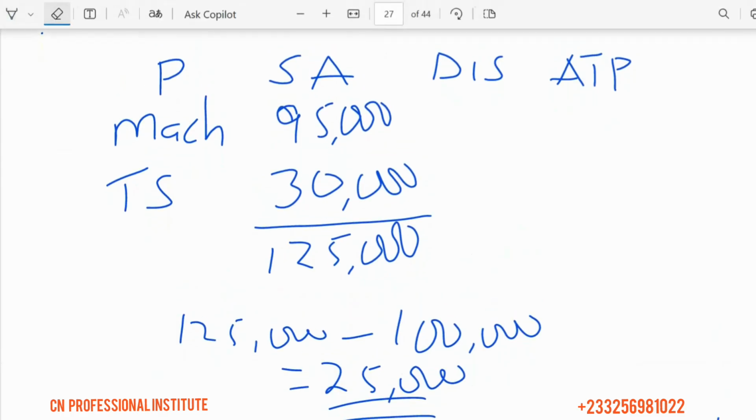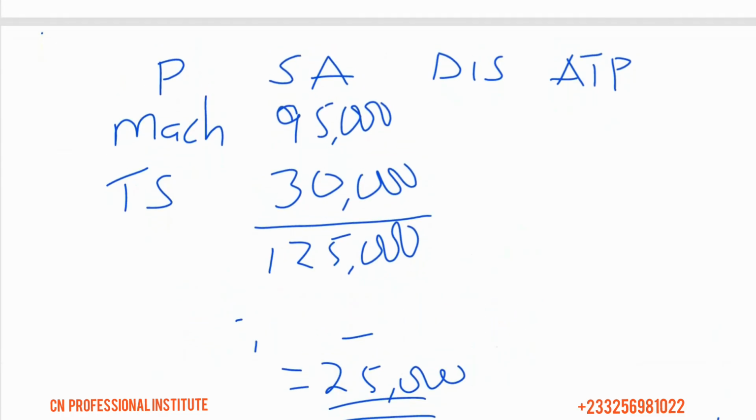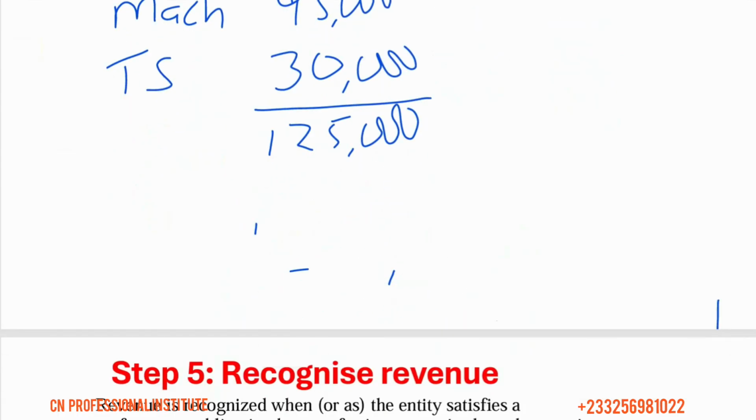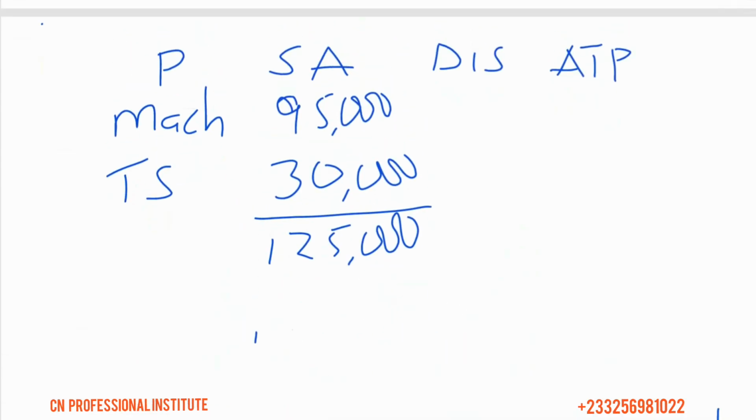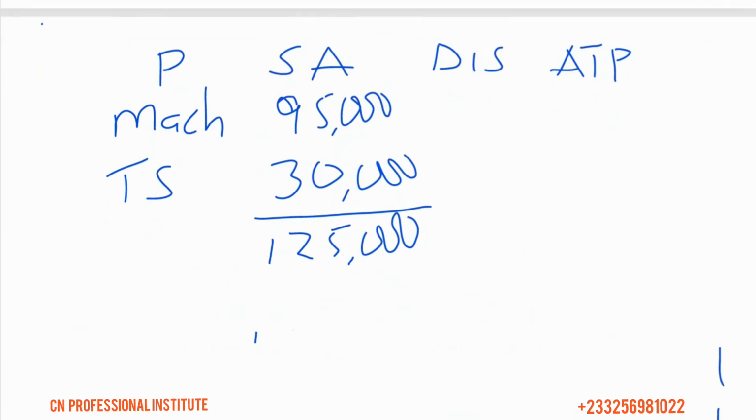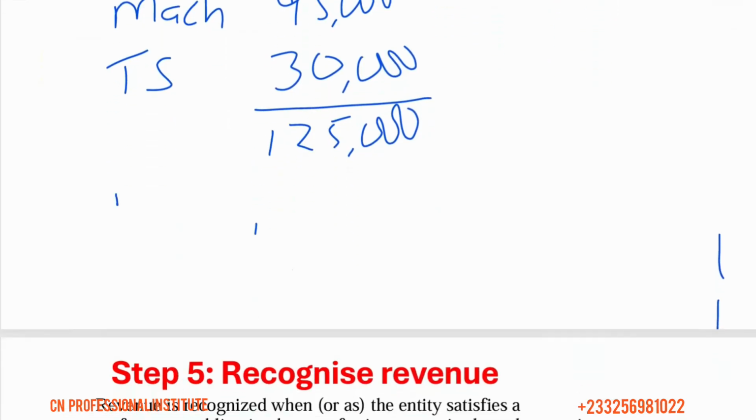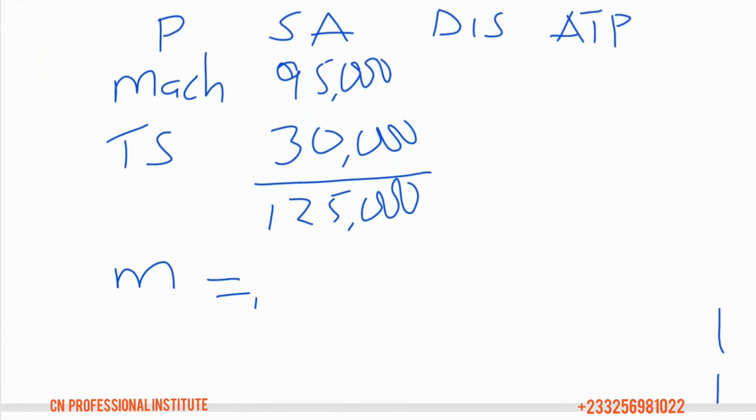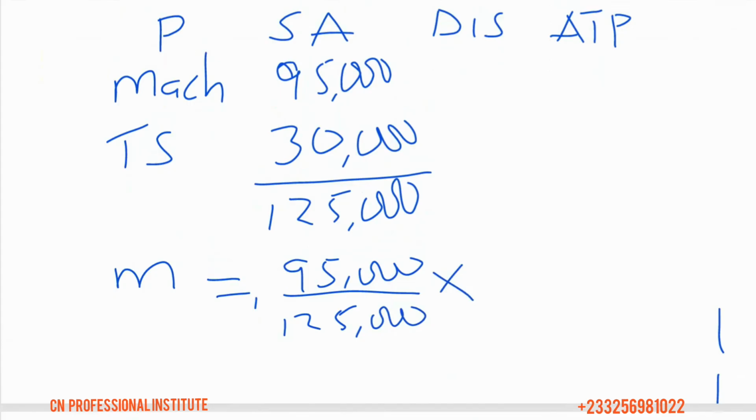So how do we share? The question said we should share the transaction price. That's what it means. So it's very, very simple. To share the transaction price, just pick, for the machine, 95,000 divided by the total, 125,000, times the transaction price, 100,000. The question says we should allocate the transaction price. That's why I'm doing it this way. We are not allocating the discount.